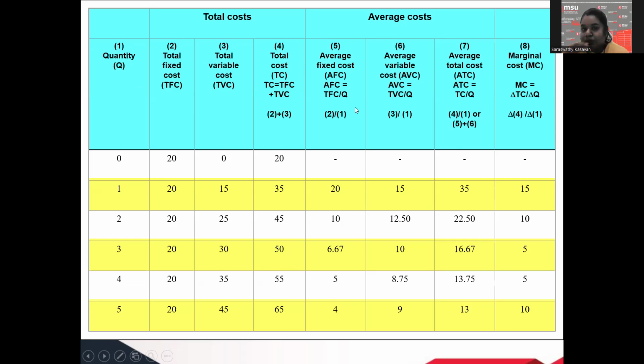Same goes for the AFC. How do we get the AFC? AFC is equal to the TFC divided by the Q.